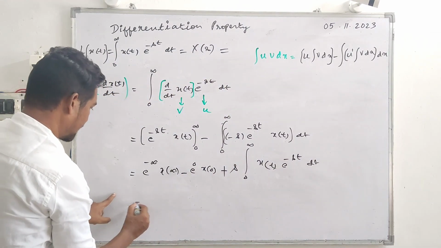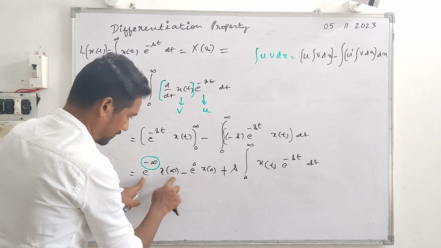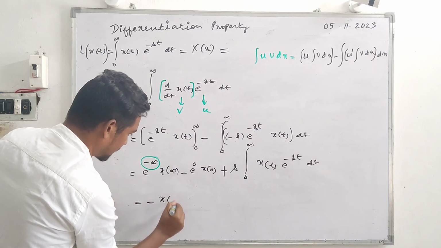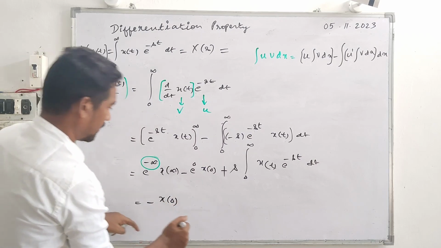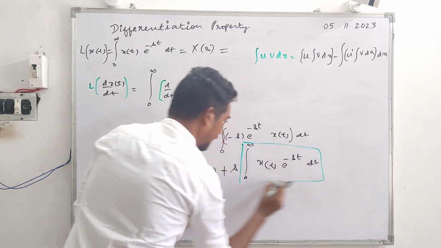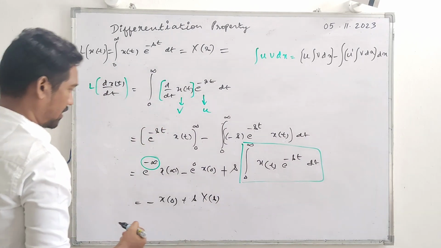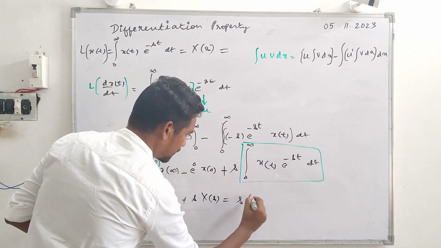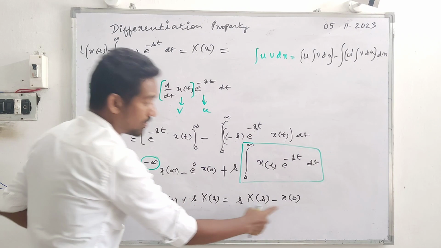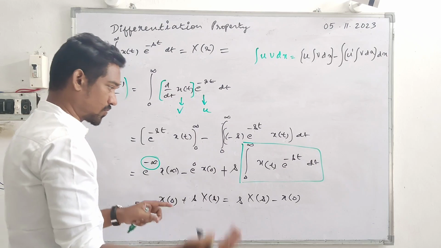So guys, this will become 0, as it's well known, e raised to minus infinity, that is 0, and this term will be e raised to 0, that is 1, and so we have minus of x of 0. Continuation: plus s into this entire integration can be substituted with X of s, and this is for X of s. In the sense, finally we have s into X of s minus x of 0. This is capital and this is lower case. Please make a note of this one.